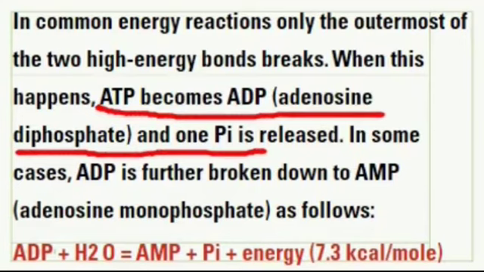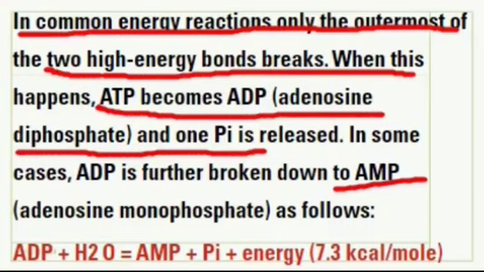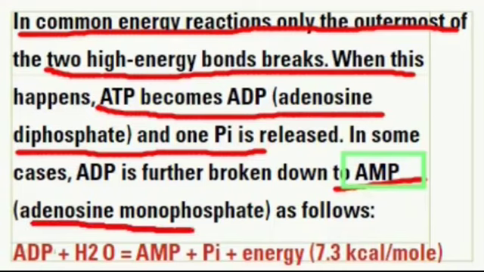Di means 2 and one inorganic phosphate is separated. As shown in the equation below, when ATP reacts in the aqueous medium with water, it is converted into ADP with the release of one phosphate group and energy in the form of 7.3 kilocalories per mole. In common energy reactions, only the outermost of the two high energy bonds breaks. When this happens, ATP becomes ADP, adenosine diphosphate, and one Pi is released.